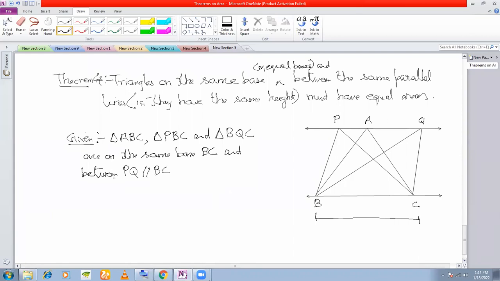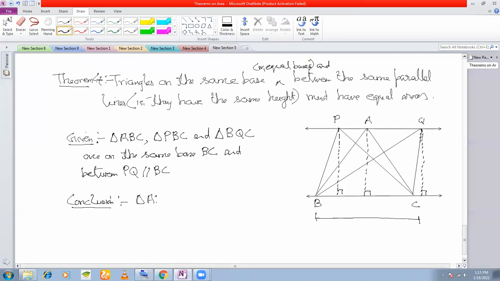Now, as I told you, between the same parallel lines means they must have equal heights. So what are the heights of the triangles? This is one height. Of this triangle, this is the height. And of this triangle, which one is the height? You drop a perpendicular from here. This becomes the height. So between the same parallel lines is nothing but saying they have the same height. Your conclusion will be that the areas are equal.